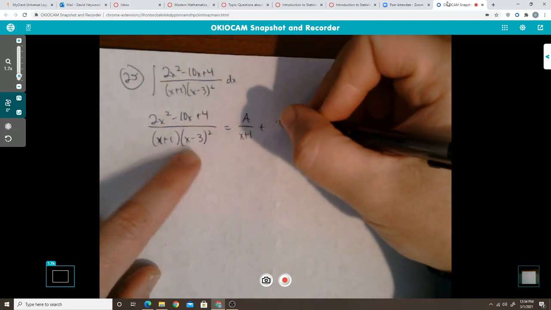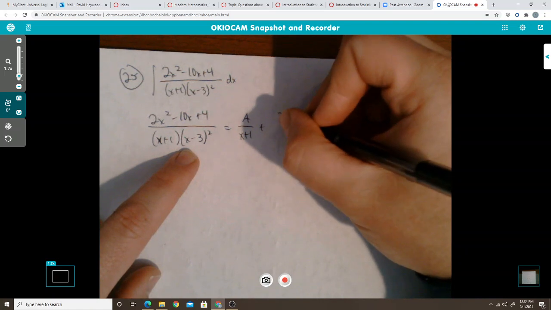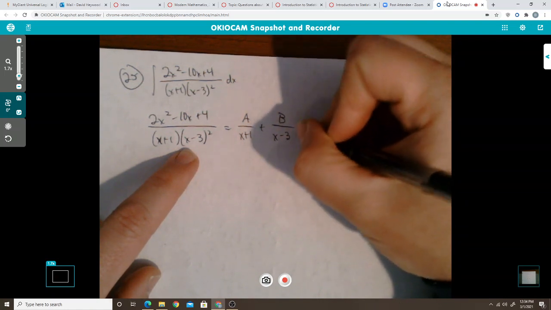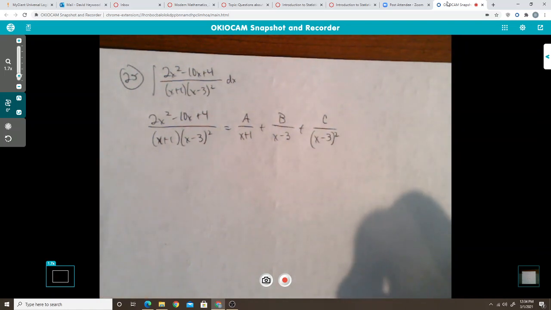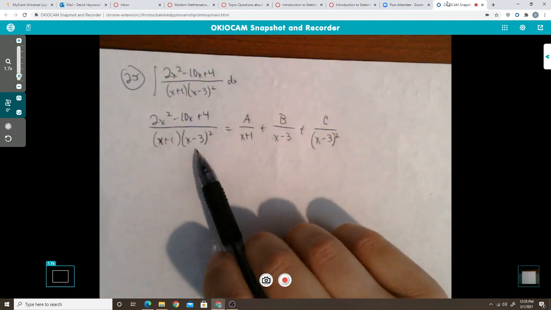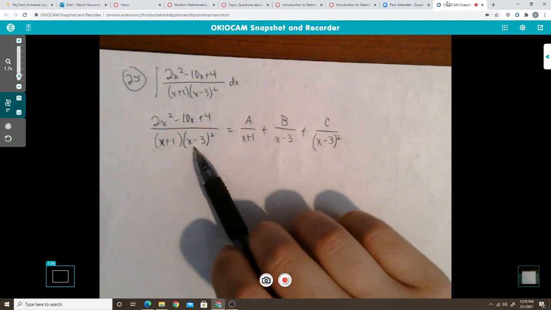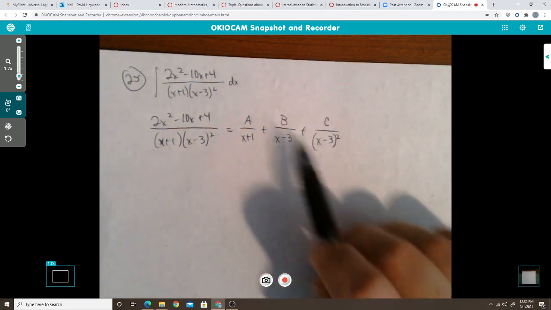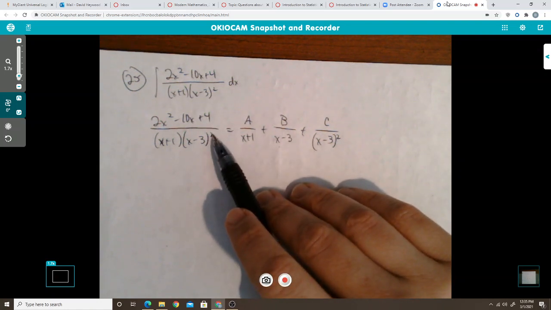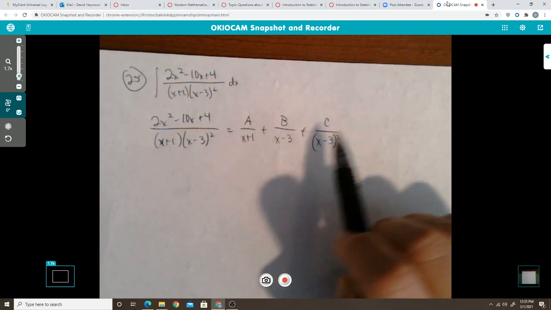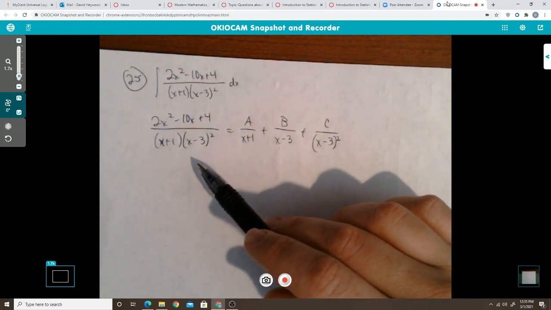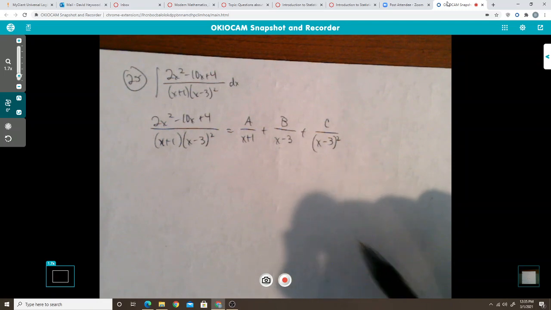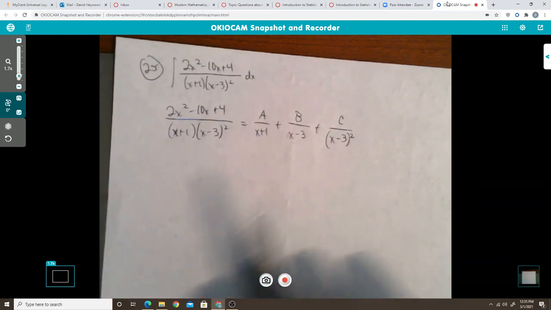Then you're going to have two copies for the x minus 3. One of them is just going to be x minus 3, and the other one is going to be x minus 3 squared. Okay? So this is what you have to do whenever you have a factor that's repeated: you start with that factor to the first power, and then you do that factor to the second power. If it was repeated like 5 times, you would do B over x minus 3 plus C over x minus 3 squared plus D over x minus 3 cubed plus E over x minus 3 to the fourth plus F over x minus 3 to the fifth, right? But for this one, this is as far as we take it.